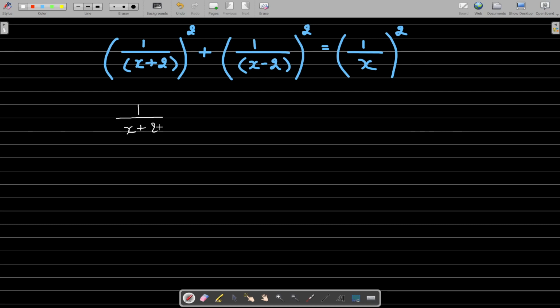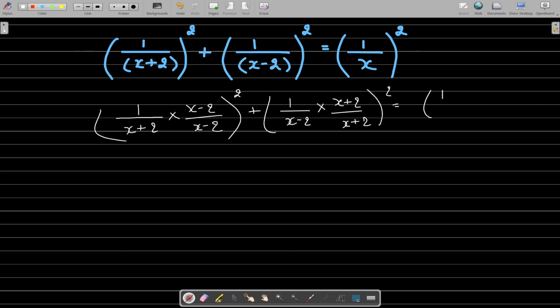So the first term, the denominator is x plus 2, so we multiply and divide by x minus 2. So this is my new first term. I'll do the same with the second term. Only this time I'll multiply and divide by x plus 2, is equal to 1 upon x squared.